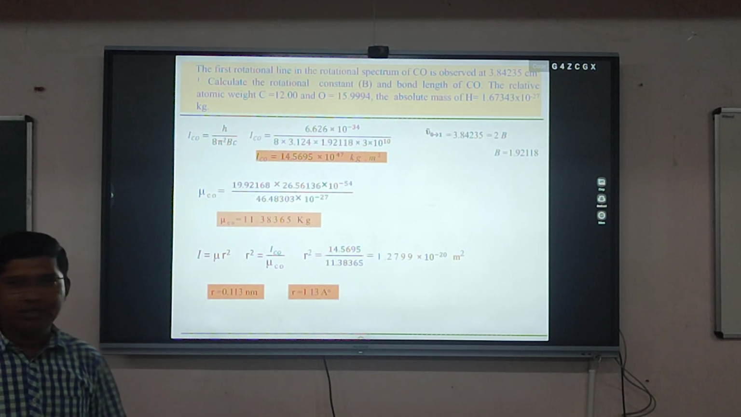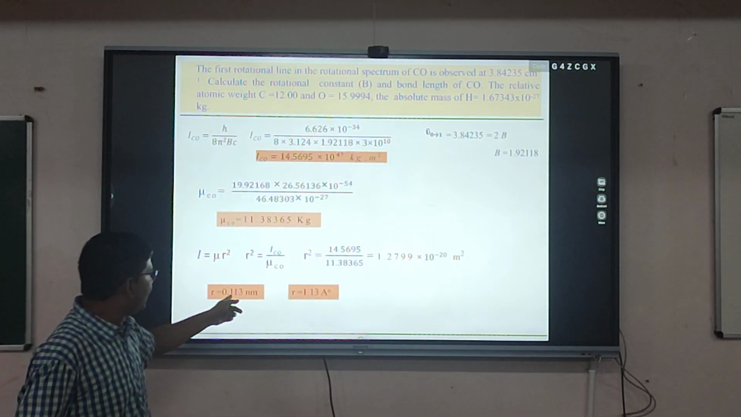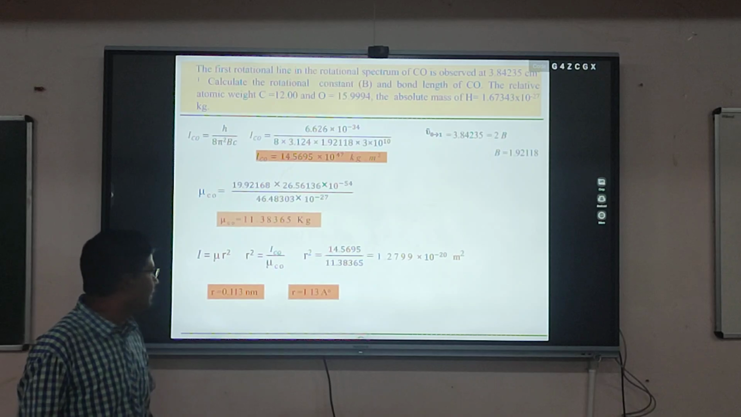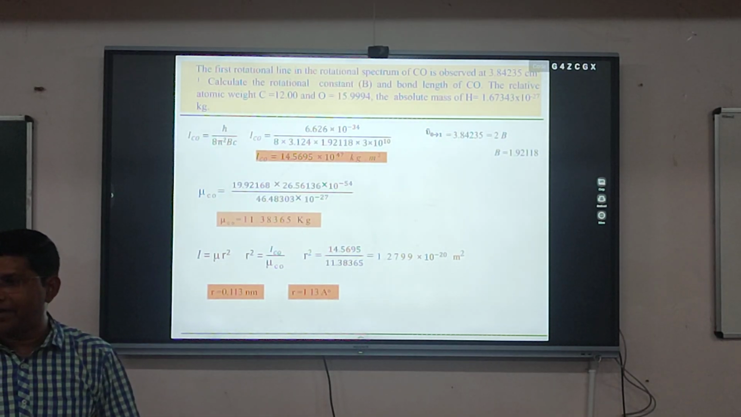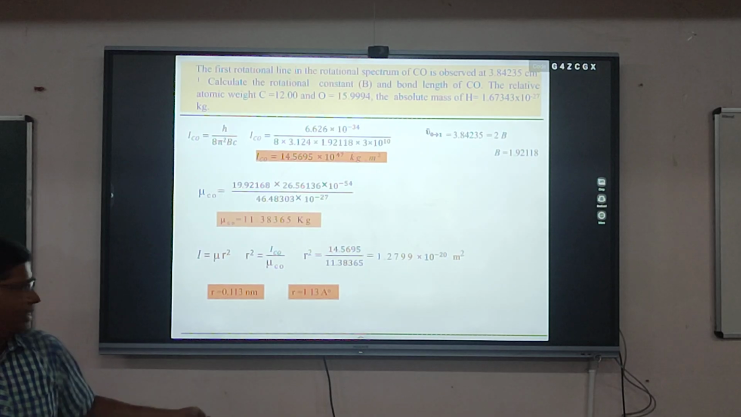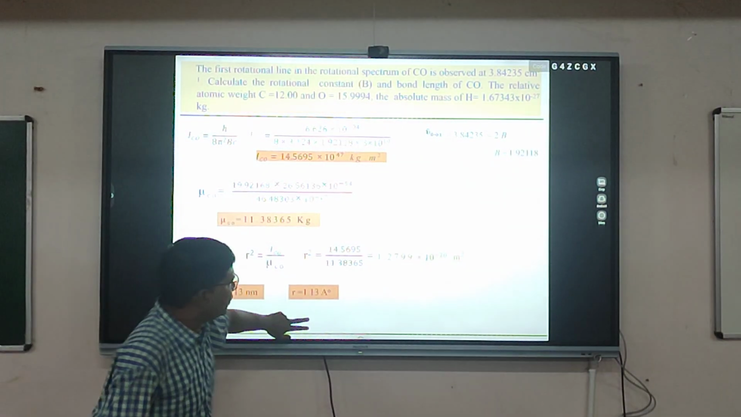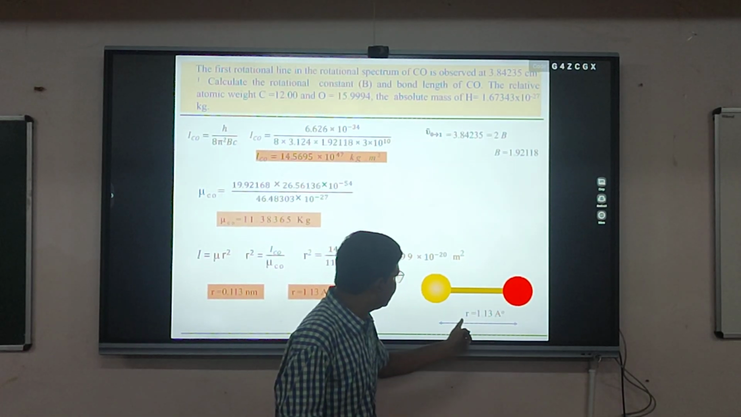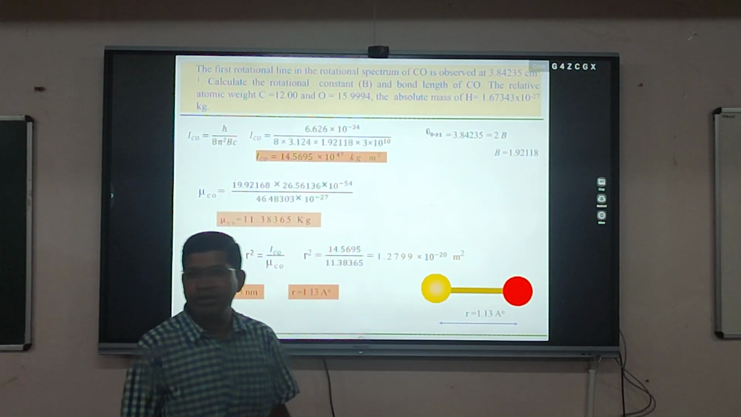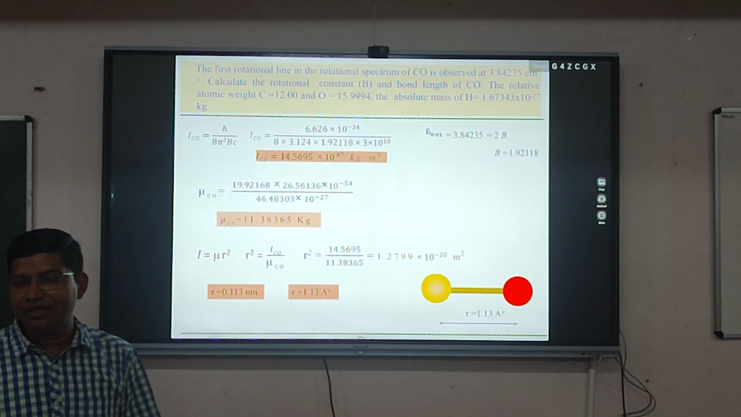We know that 1 nanometer equals 10^-9 meter, so we can convert this into angstrom. Generally angstrom is 10^-10, so we have to multiply by 10. So we can write the bond length of carbon monoxide. Suppose this is carbon and this is oxygen. The bond length between the two atoms in the molecule is 1.13 angstrom.